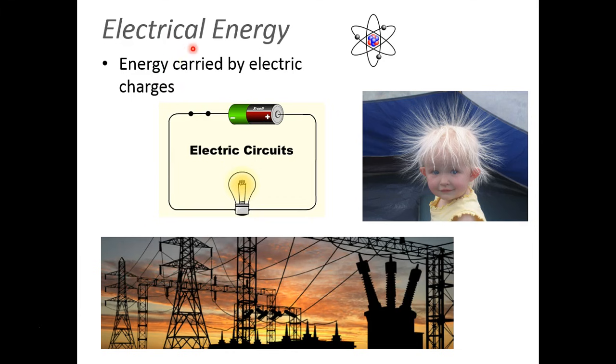A final form of kinetic energy is electrical energy. So that's energy that's carried by electric charges. You might know that electricity is essentially movement of electrons. So electrons are particles that make up atoms, and they move around in an electric circuit. So again, the movement of those electrons carries electrical energy.